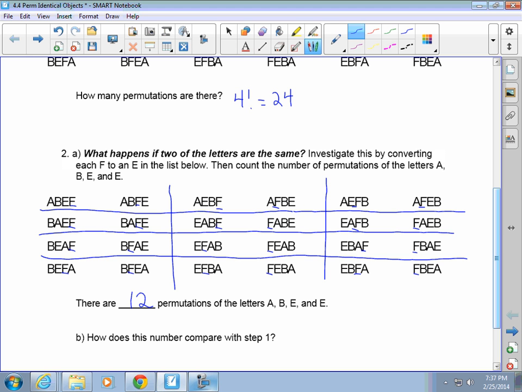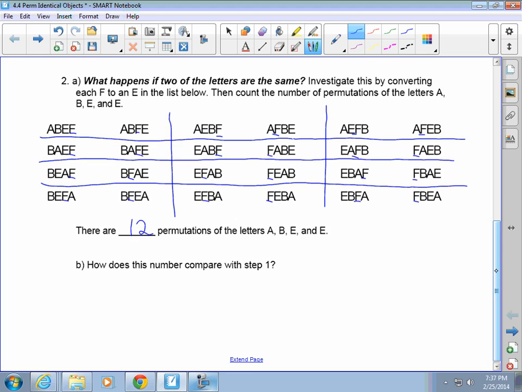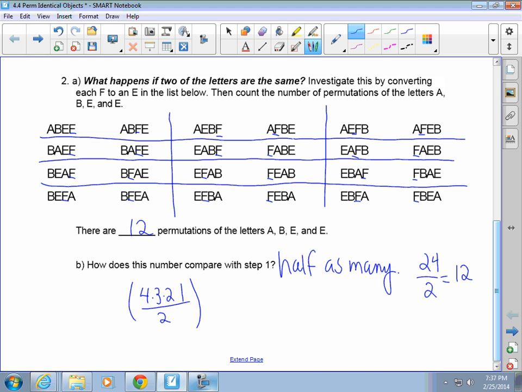So how does this compare with step 1? Well, it's half as many, because 24 divided by 2 leaves us with 12. So basically what we've done is we've taken our 4 times our 3 times our 2 times our 1 and divided it by 2.